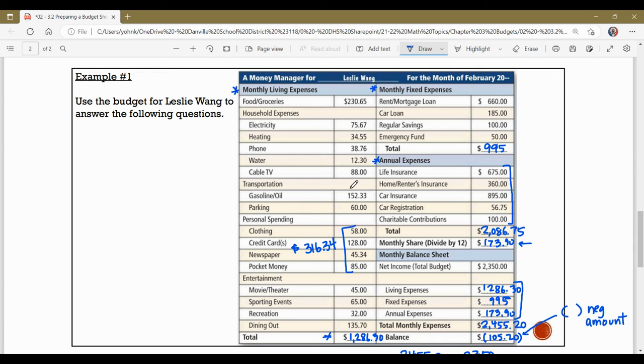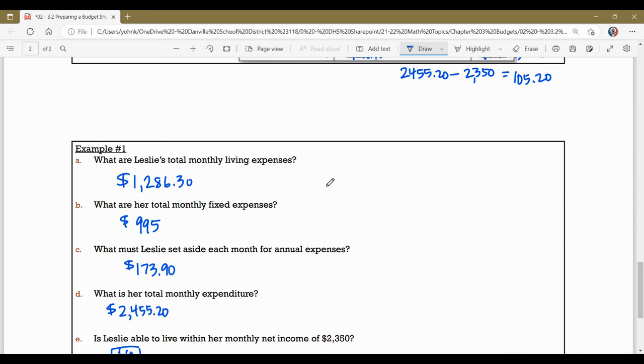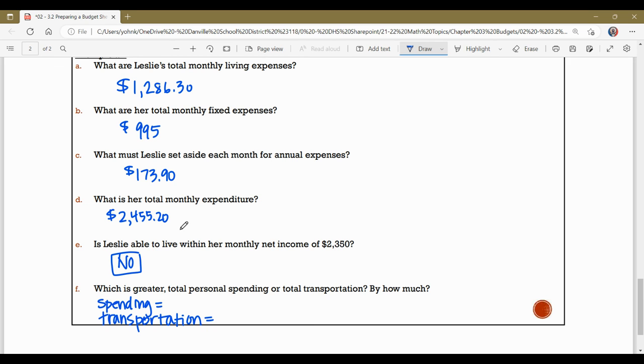Transportation was the other one. If we add up gasoline, oil, and parking, we get $212.33. So which one's greater? Personal spending is greater. 316 is greater than 212. So let's put some numbers down here. Personal spending was 316.34 and transportation was 212.33. So personal spending was greater.